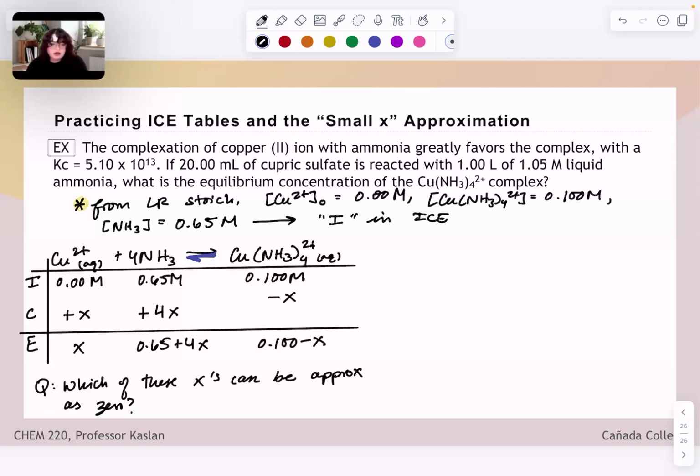Let's ask ourselves a question. Which of these x's can be approximated as 0? Let's think about this. Our K is incredibly large, meaning that this initial state of having the reaction run to completion and the actual amount of our product that's present at equilibrium are not going to be different from one another. I mean, they are, but not a noticeable huge amount, not within 5%, right? So I'm going to go ahead and assume that this decrease in our product in this incredibly product-driven equilibrium is about 0. X is so small, it could be approximated to 0.